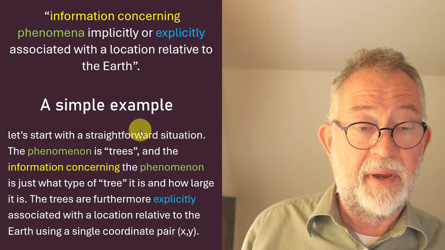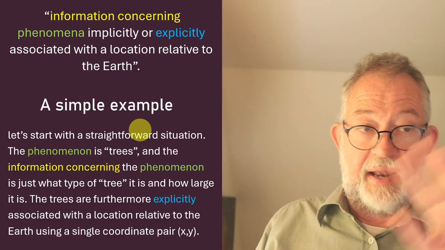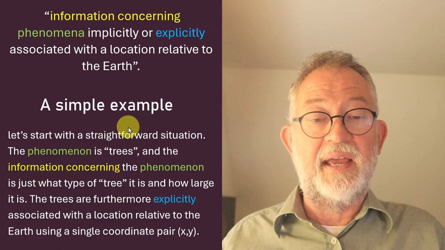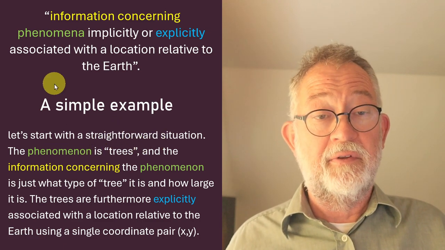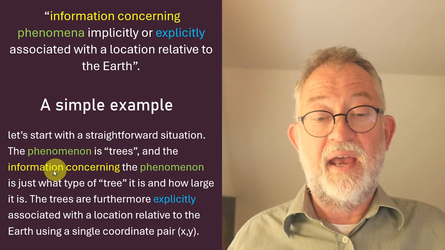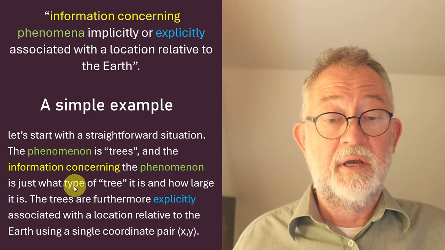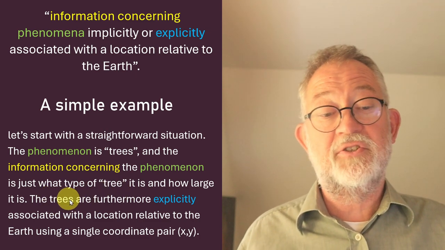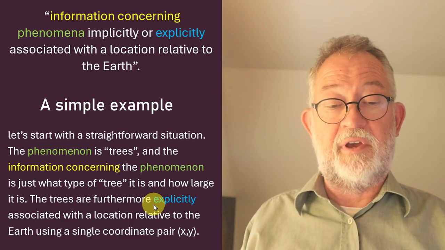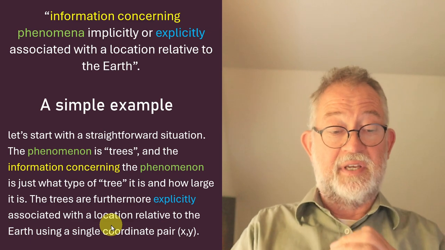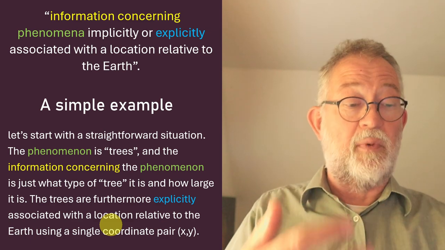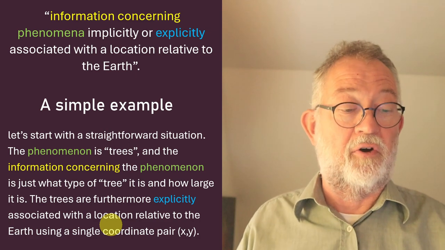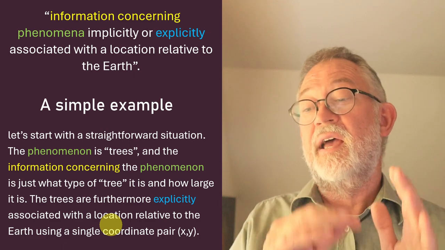If we look a bit closer at this, I've kept the definition up here, given some colors, and a simple example. A straightforward example would be where the phenomena, the one we talked about up here, is trees, and the information concerning the phenomena is just what type of tree it is, or the species if you wish, and how large it is. These trees will furthermore be explicitly associated with a location through a point represented as a single coordinate pair. So an X and Y coordinate pair giving a point. In geographic lingo, we'll be talking about a latitude and longitude or a northing and easting, but basically just an X and a Y coordinate.